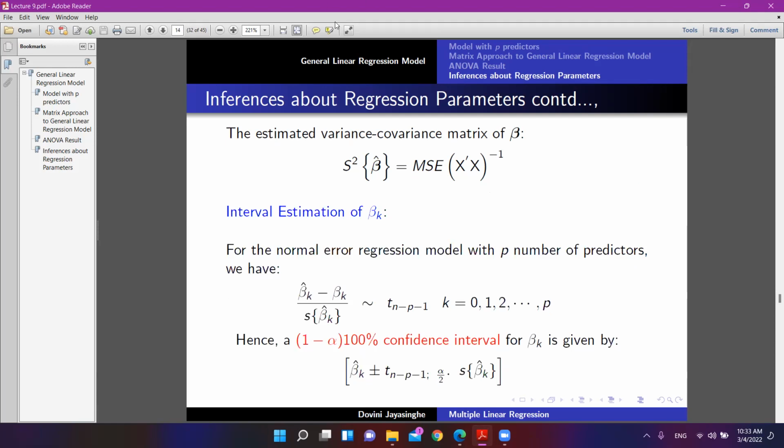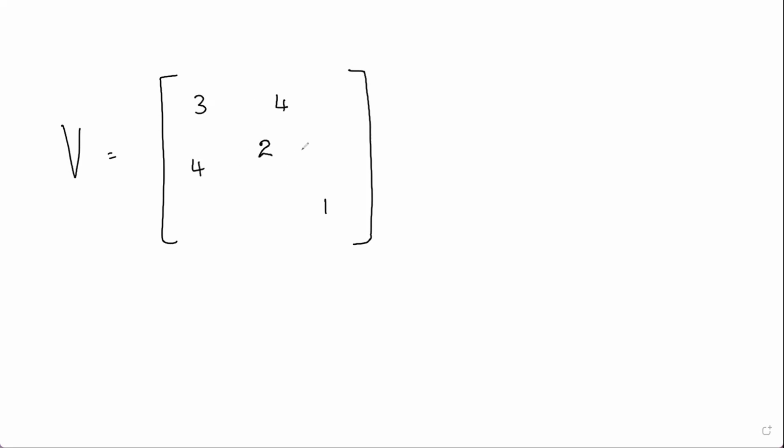Yeah, so explain that. It's easy. Okay, so let's assume our variance covariance matrix of beta is something like this. I'm just writing values.